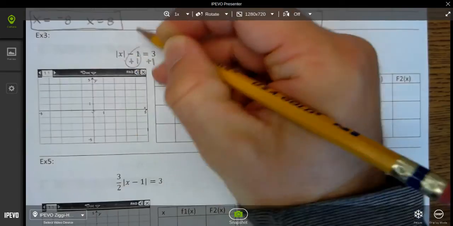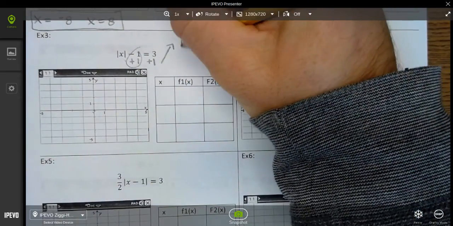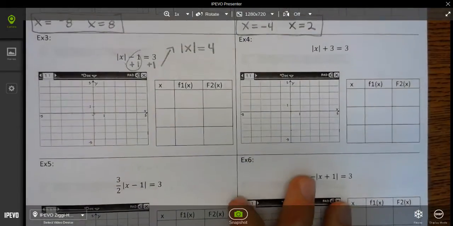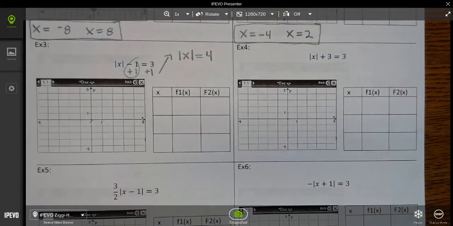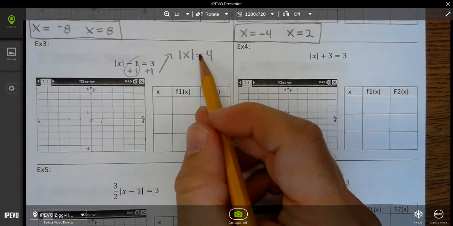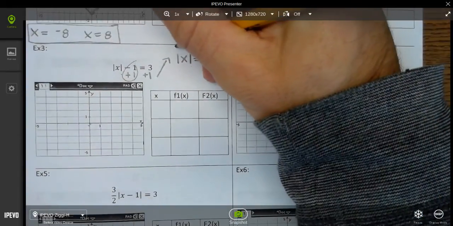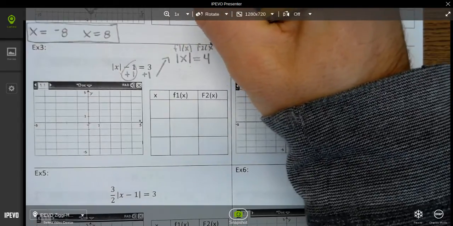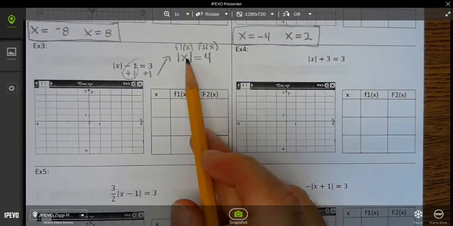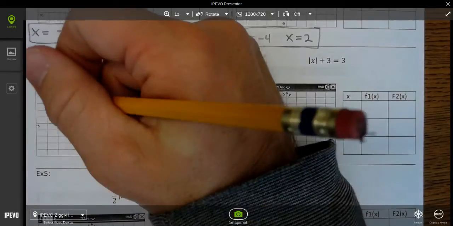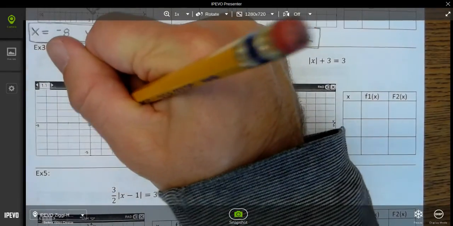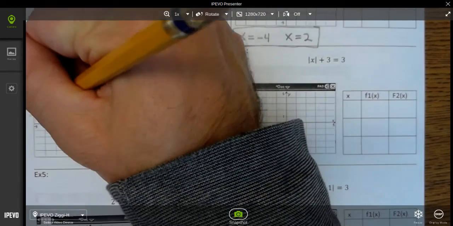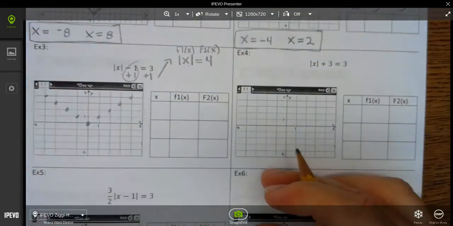So negative 1 plus 1 is 0. So you get the absolute value of x equals 4. Now, step 1 says isolate the absolute value. This is isolated. Now we move on to step 2 and 3. So we graph the left side, which is f1 of x, and f2 of x is the right side. So we know that the left side is the parent function. So we know that 0, 0, 1, 1, 2, 2, 3, 3, 4, 4, negative 1, 1, negative 2, 2, negative 3, 3, negative 4, 4.